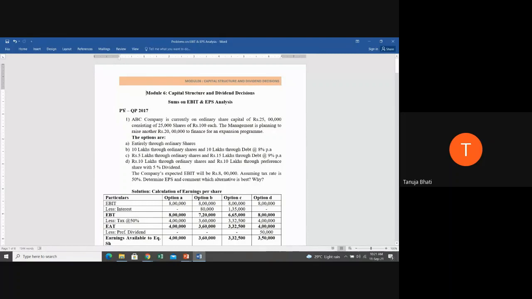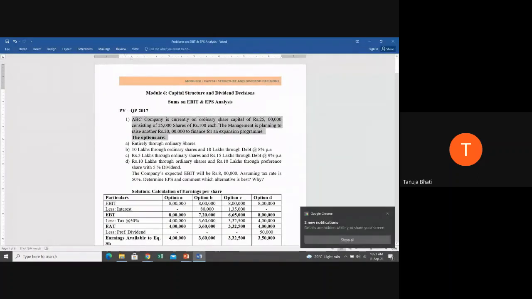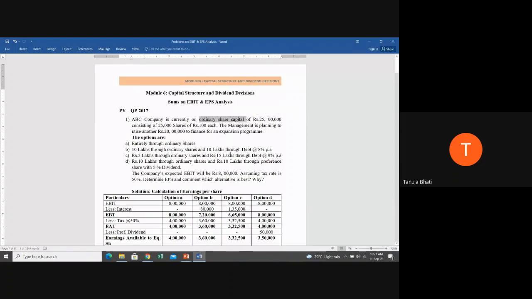So let us start with the first sum. This is a previous year's question paper, 2017 sum. ABC company is currently on ordinary share capital of rupees 25 lakhs. When I say ordinary share capital, the other name for it is the equity share capital. It consists of 25,000 shares of 100 each. The management is planning to raise another 20 lakhs to finance an expansion program.